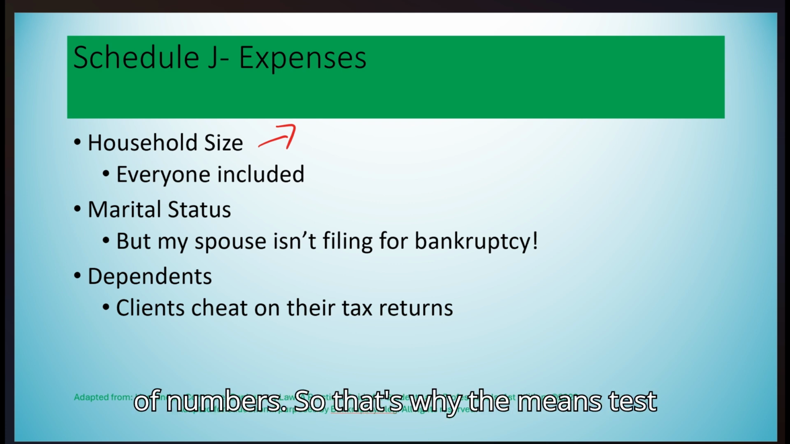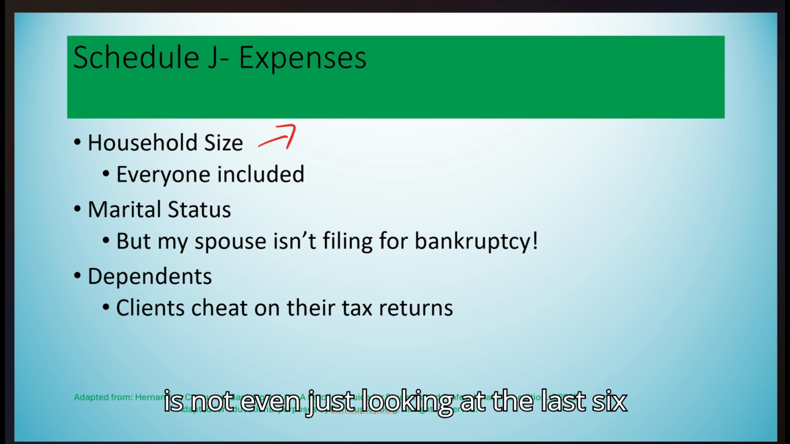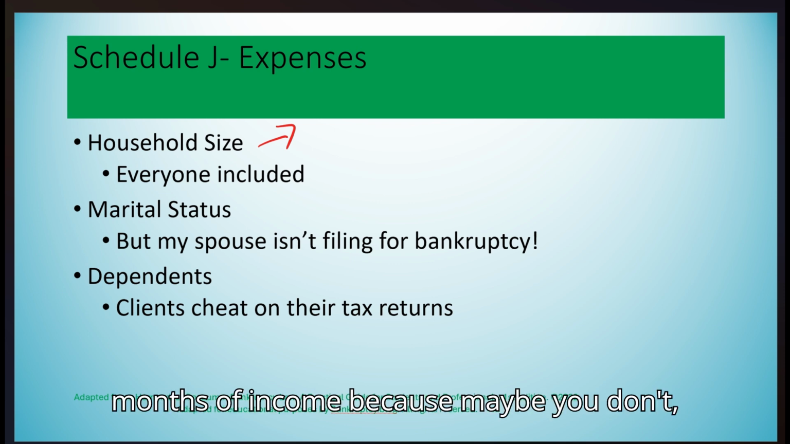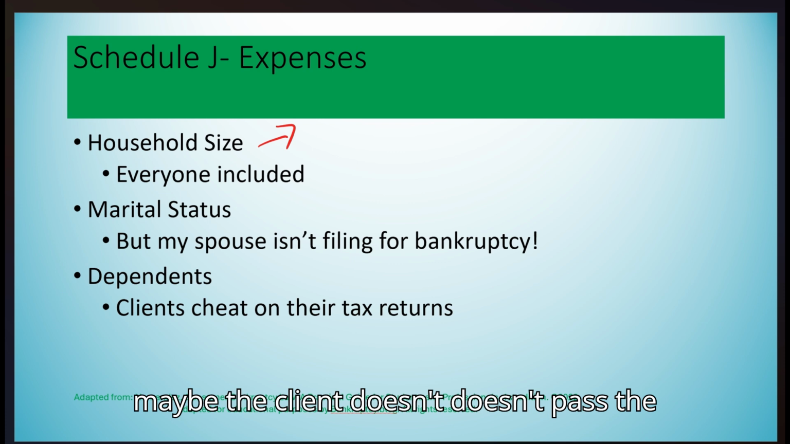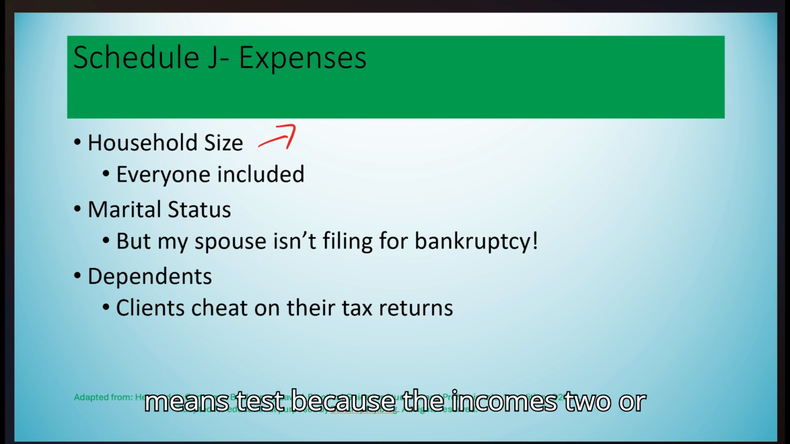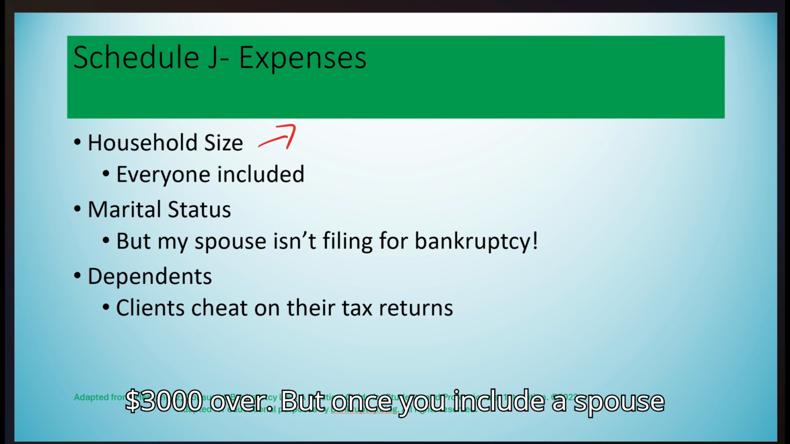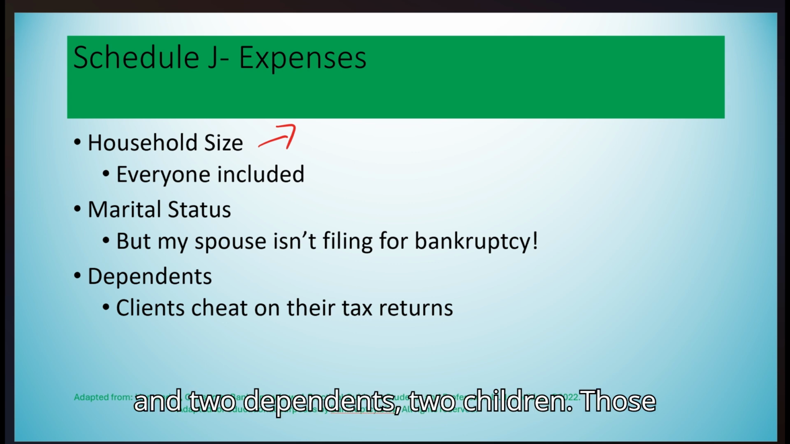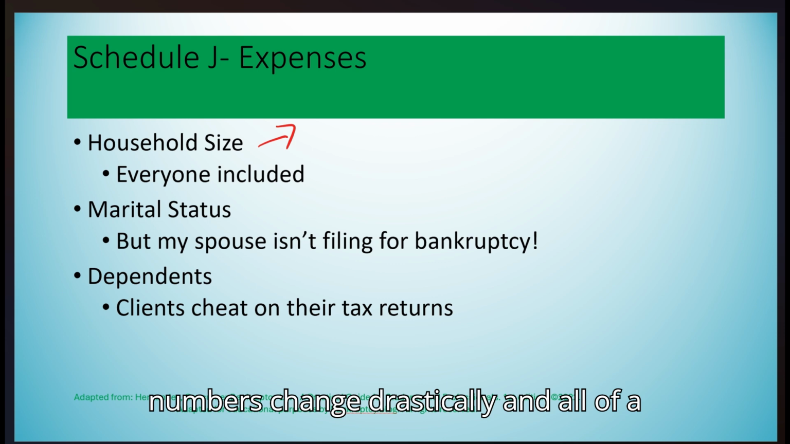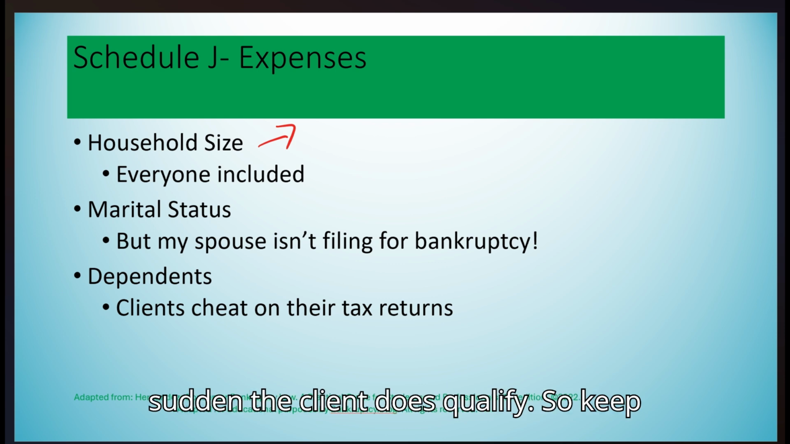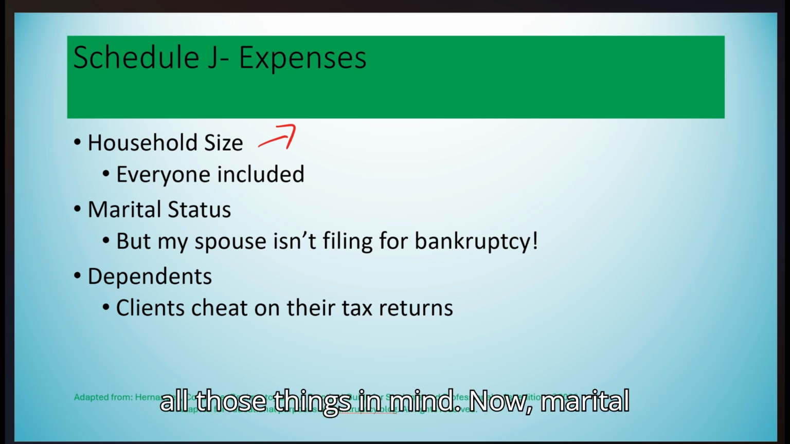So that's why the means test is not even just looking at the last 6 months of income, because maybe the client doesn't pass the means test because their income's $2,000 or $3,000 over. But once you include a spouse and 2 dependents, 2 children, those numbers change drastically, and all of a sudden the client does qualify. So keep all those things in mind.